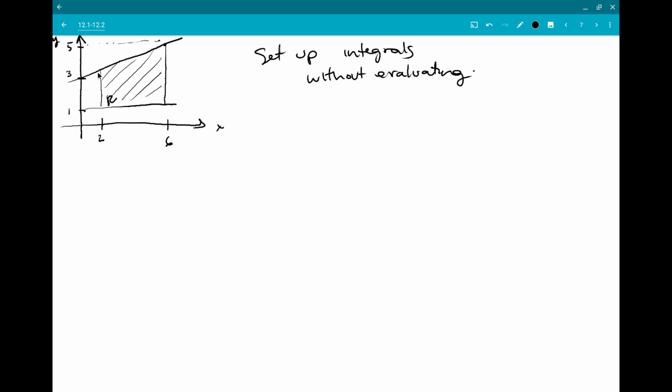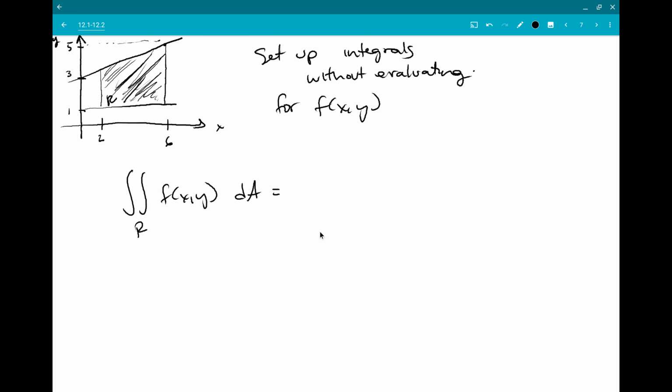So I drew a picture here of a region R. Somebody might have just shown me this region R and said, set up the integral for some function f of xy. So we'll have a placeholder f of xy, and we want to write this integral that we would actually evaluate. To do this, what we're going to have to start off with is deciding the order of integration.